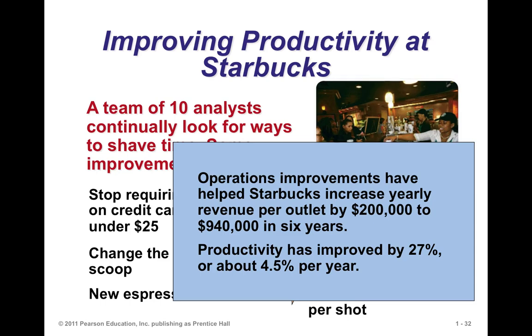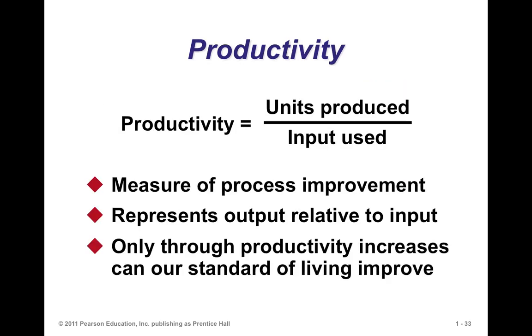And you could actually cost that out as well, all right? So the operational improvements have increased revenue per outlet by almost $200,000 to $940,000 in 6 years. That's significant. So the definition I mentioned to you of productivity was units produced divided by the units used, so essentially outputs to inputs. And it measures the process improvement, represents output relative to input.